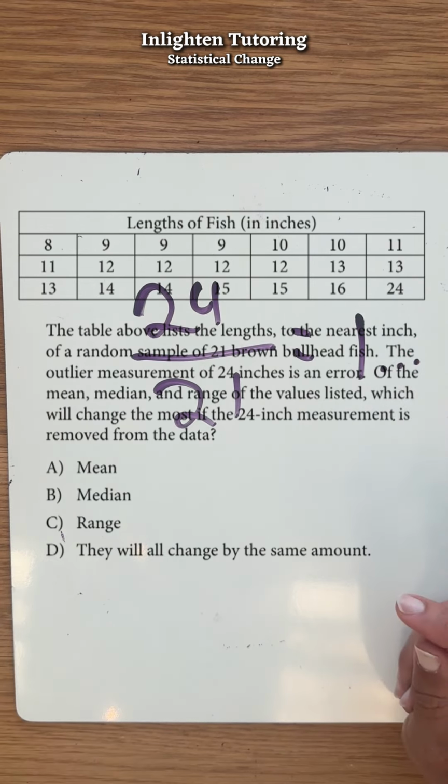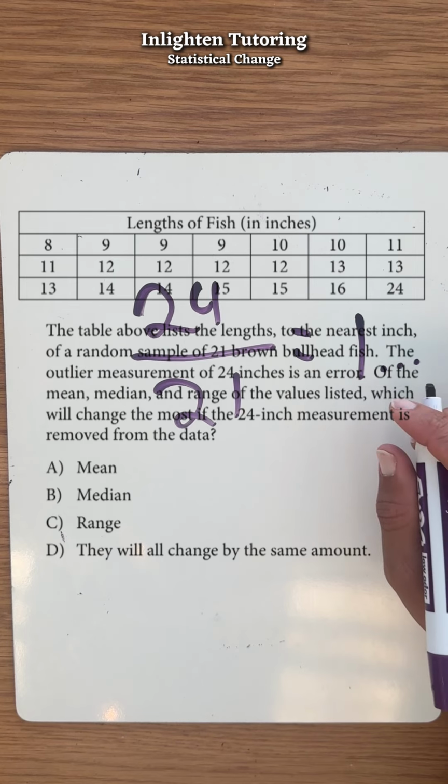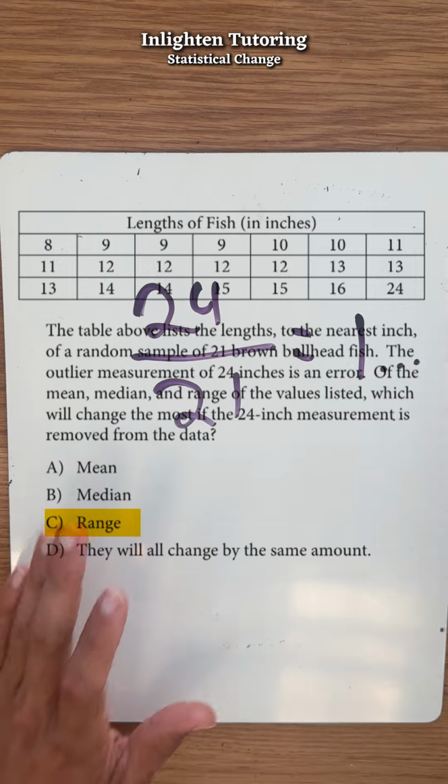So what would change more? The range, which would change 8, or the mean, which would probably change about 1? The range. The range. All right, so our final answer is C.